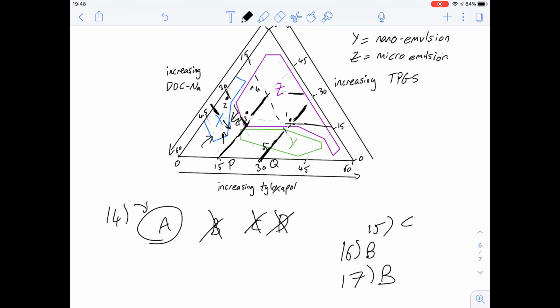So that's a pretty confusing diagram, but once you know how those sort of angled lines work, it's quite easy to understand. So I hope that helped.